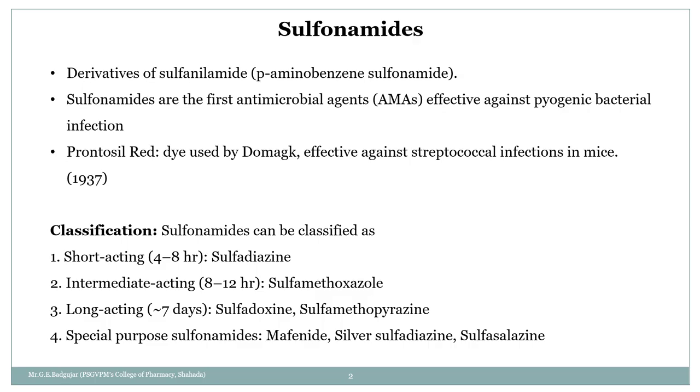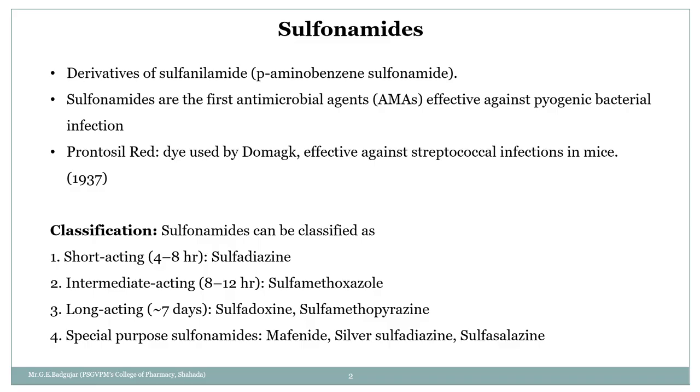Sulfonamides. Sulfonamides are the derivatives of sulfanilamide. These are the first antimicrobial agents which were found to be effective against pyogenic bacterial infections. Prontosil red was the dye which was used by Domagk, and it was found to be effective against streptococcal infections in mice in 1937, and after that the drugs were used regularly for the treatment of various infectious agents. These drugs are called sulfonamides.